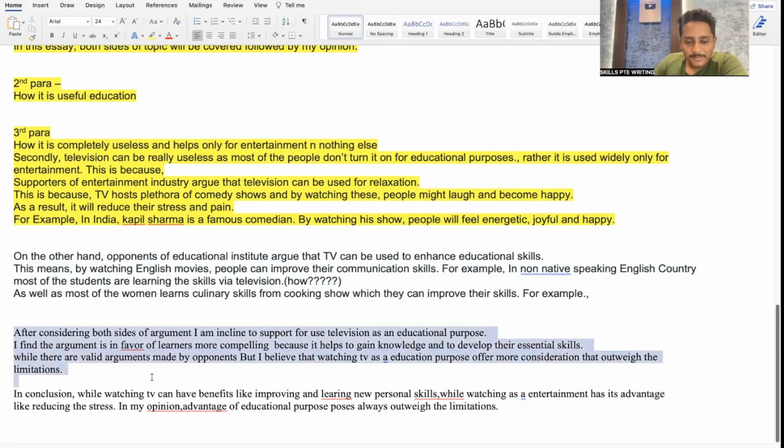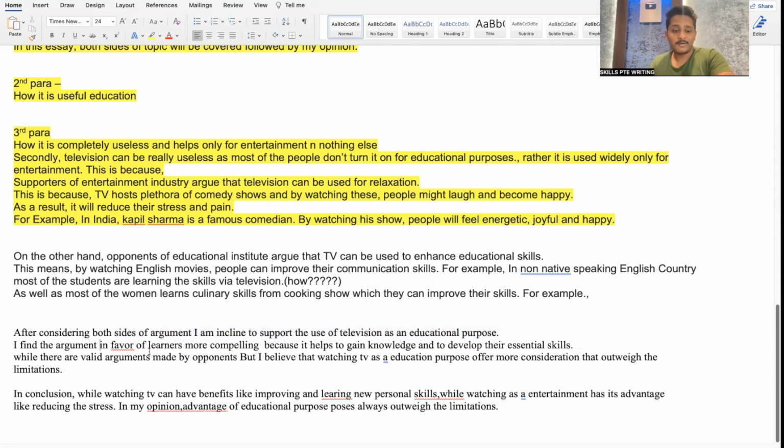Now the fourth para you have to write after considering both sides of the argument. I'm inclined to support. This is the template he has used that I've already given. You can check that out inside the IELTS folder, essay folder, number 7 templates. Support or not support the use of television for educational purpose. Now he has to prove how. I find the argument in favor of learners more compelling because it helps to gain knowledge and to develop essential skills. I need a little bit more on this.